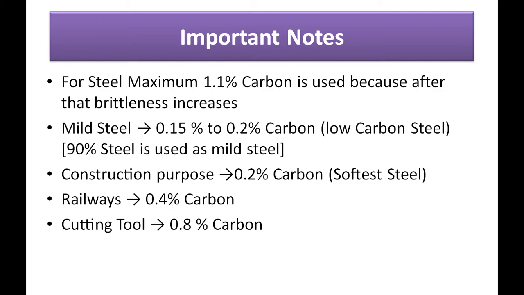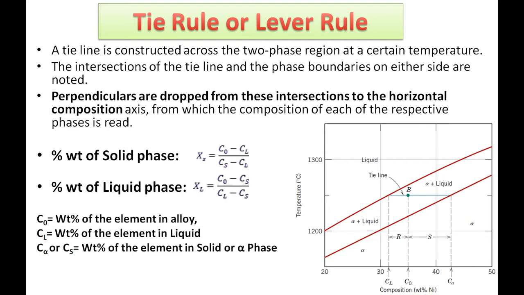And for mild steel, the range is 0.15 to 0.2%, and 90% of steel is used as mild steel. Now I don't want to explain the tie rule again, because I have already explained it in the previous lecture. We will solve a tie rule problem over the iron carbon diagram.